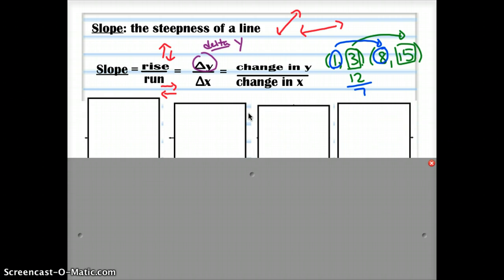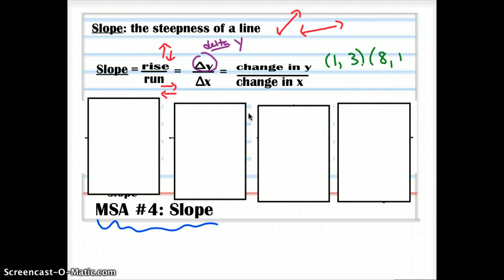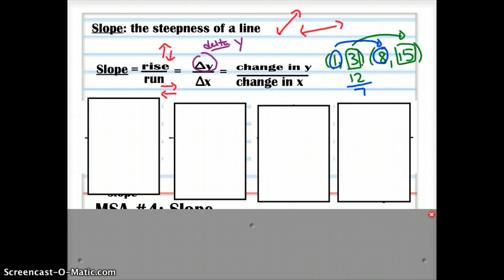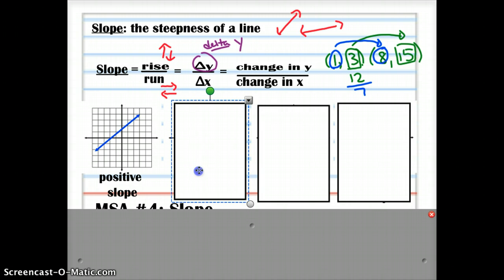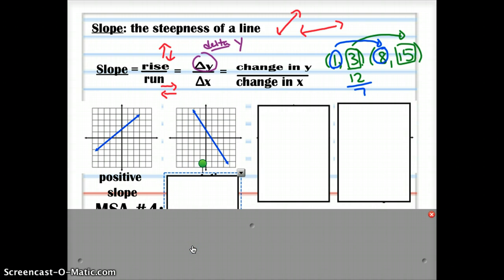I'm going to show you 4 graphs. What I want you to think about is, if all I do is show you the line, what do you know about the slope? For this first one, I don't actually want you to figure out what the slope is, but just notice that it's going up from left to right. Anytime you have a line that's going up from left to right, we say it's a positive slope. The second one, you should notice that it's going down from left to right, and when it goes down left to right, that's a negative slope.